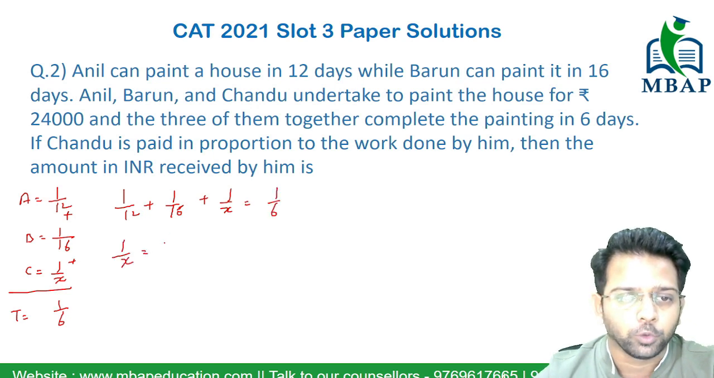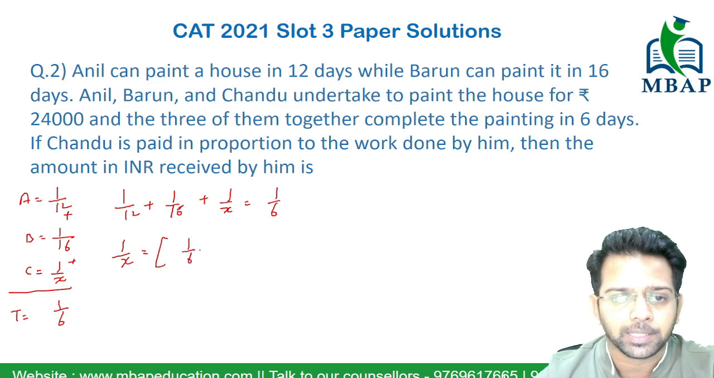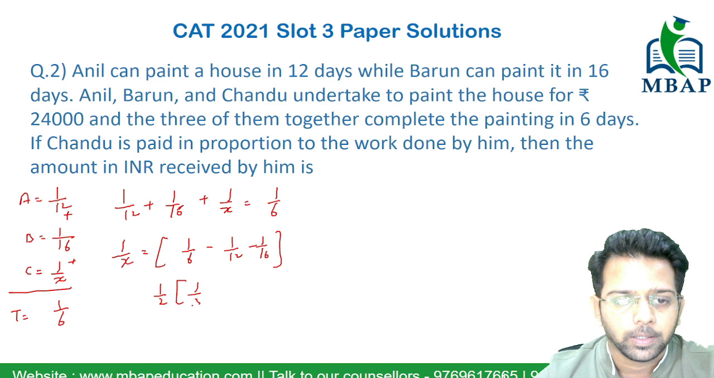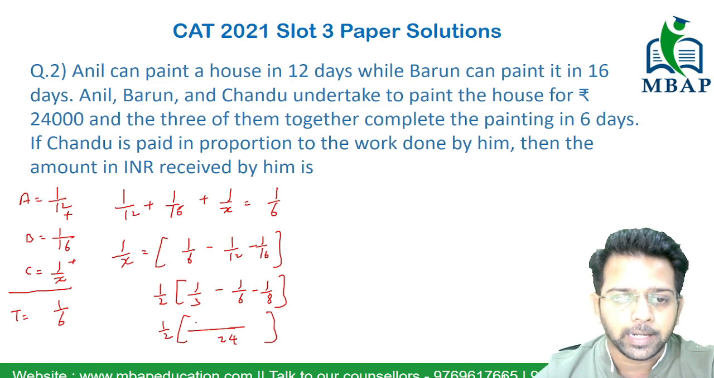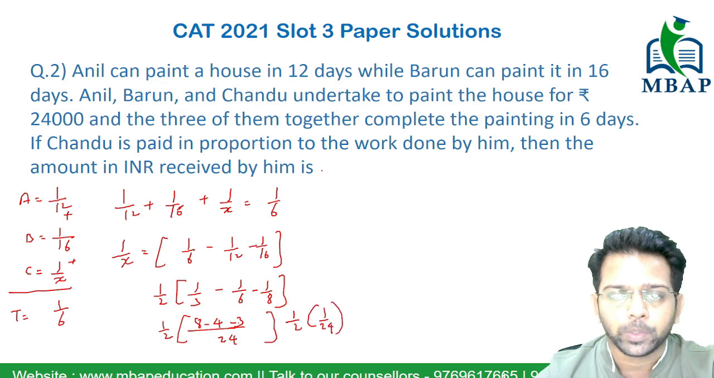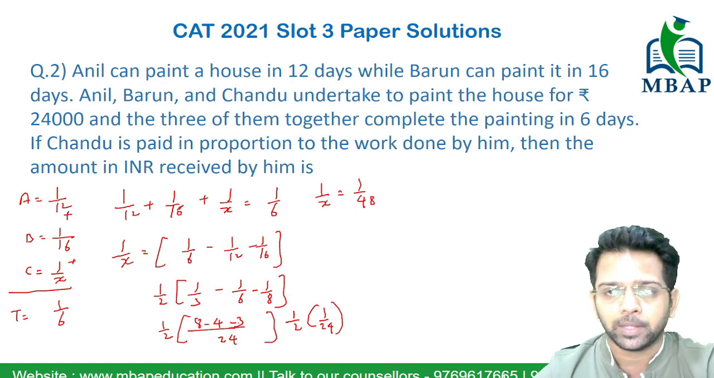So if we have to find Chandu's proportion of work, it's going to be 1 by 6 minus 1 by 12 minus 1 by 16. For 6, 12 and 16, I can take 1 by 2 common out. This will be 1 by 3, 1 by 6, 1 by 8. Again taking 1 by 2 out, the LCM of 3, 6 and 8 will certainly become 24. Now 3 8s give you 24, 6 4s give you 24 and 8 3s will be 24. 4 plus 3 is 7, 8 minus 7 is 1. So it is 1 by 2 times 1 upon 24, which is 1 by X, coming out to be 1 upon 48.